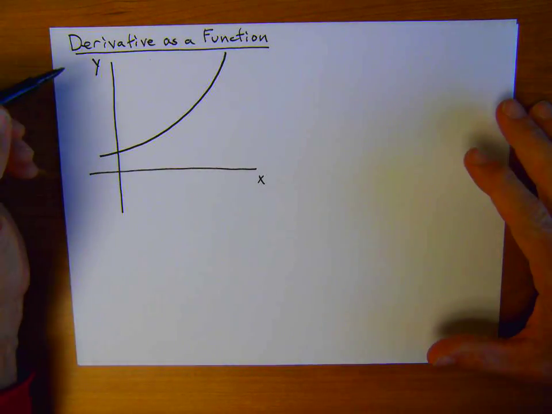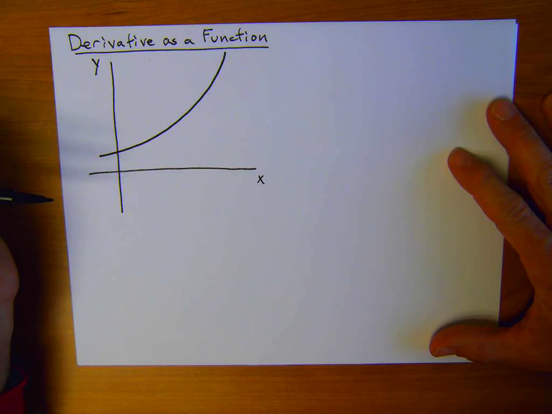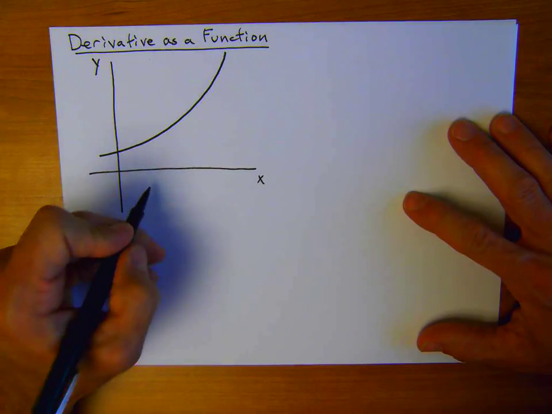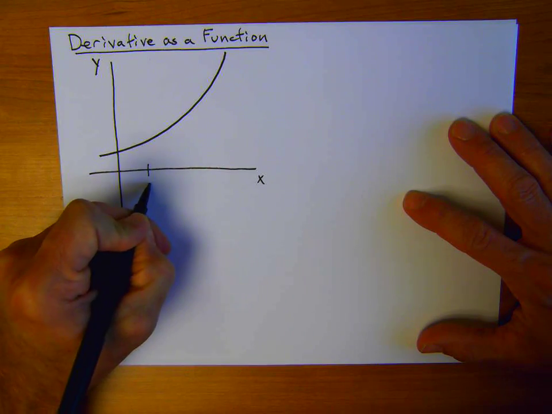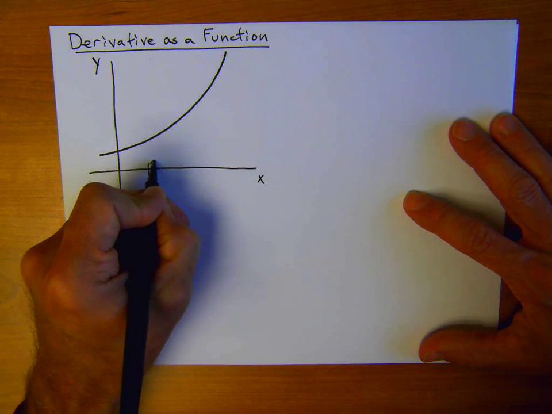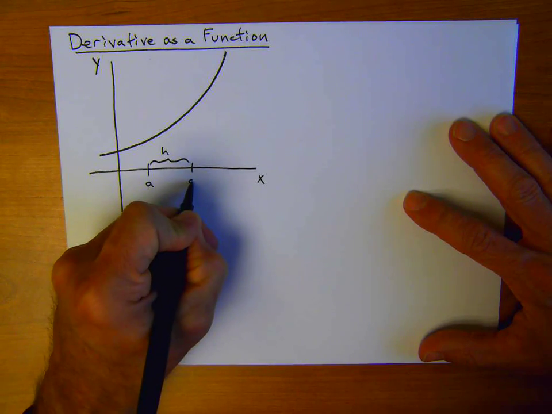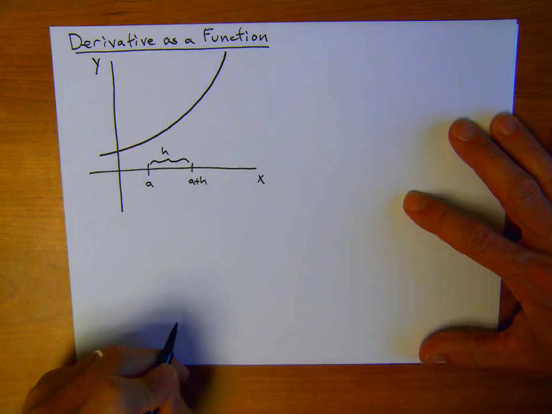In this video, I want to talk about the derivative as a function. Up to this point, we've been talking about the derivative at a point. So if you recall, if this is our point A, and then we move over a little bit, we add some to A, we call that amount H, then this would be A plus H on the x-axis.